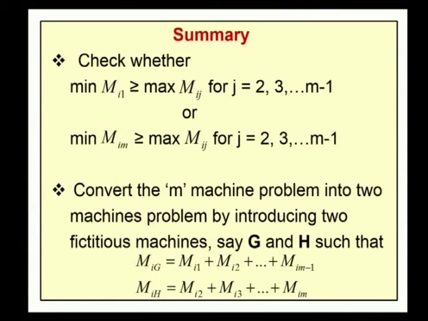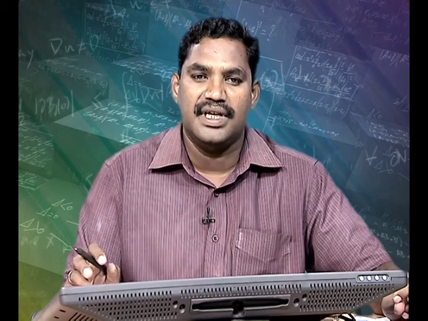For this 2 machine problem, compute the new processing time. With the help of the new processing time, we can obtain the optimal sequence. With the help of the optimal sequence, we can find the total minimum elapsed time.